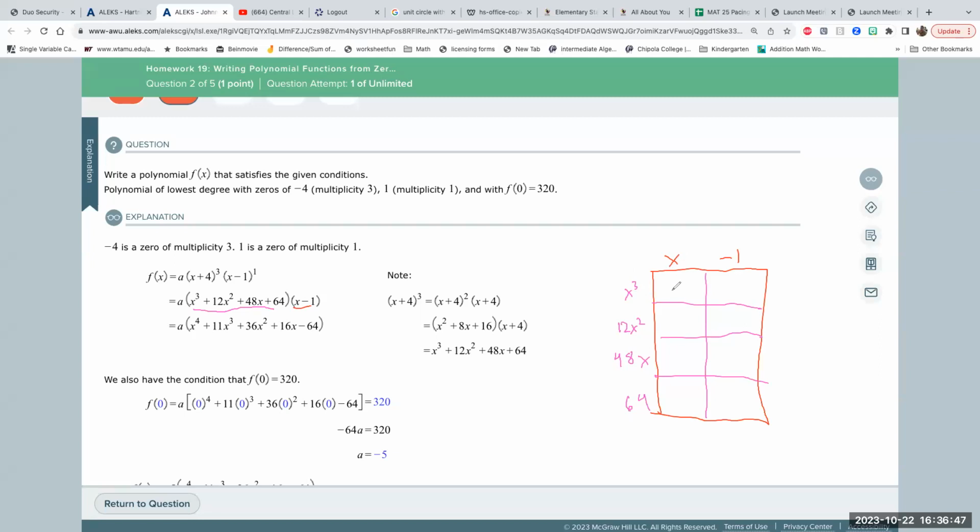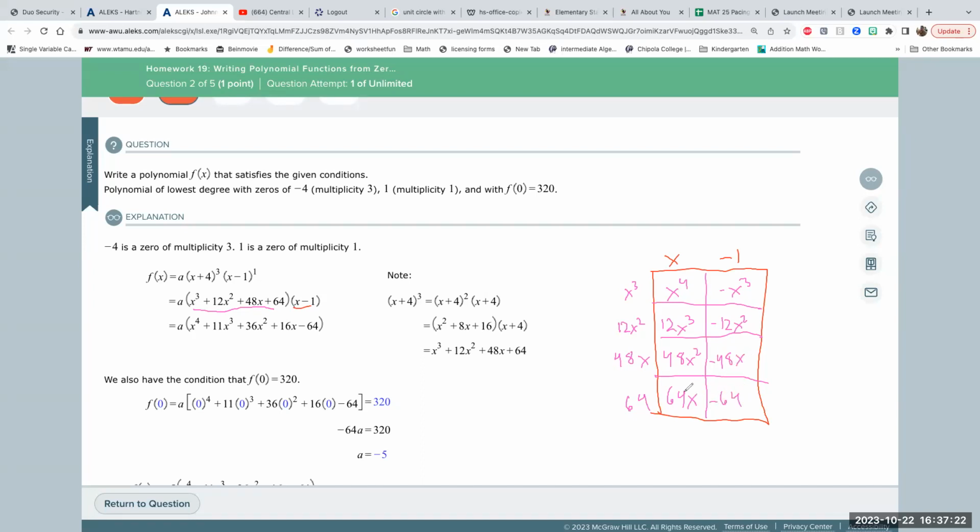So x cubed times x gives me x to the 4th. X cubed times -1, negative x cubed. X times 12x squared, 12x cubed. X times 48x. And this is just like one of the earlier videos, hopefully, that you watched earlier this semester that I made. X times 64, 64x. -1 times all these, all we do is change all the signs, right? Nothing crazy there. And then we get -64.